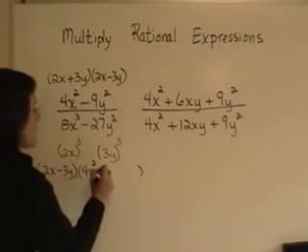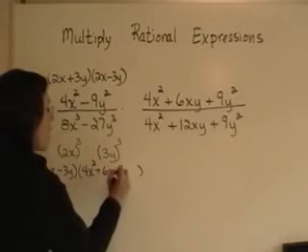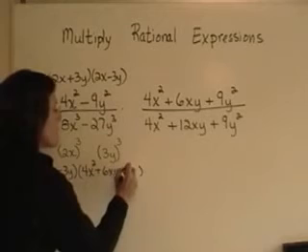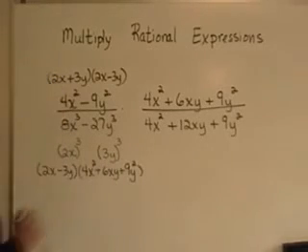2x times 3y is 6xy. Always, these end with a plus sign. It's this last term squared. 3y times 3y is 9y squared. That's factored. That's the factored form of the difference of cubes.